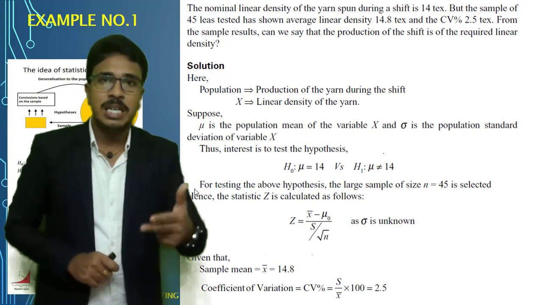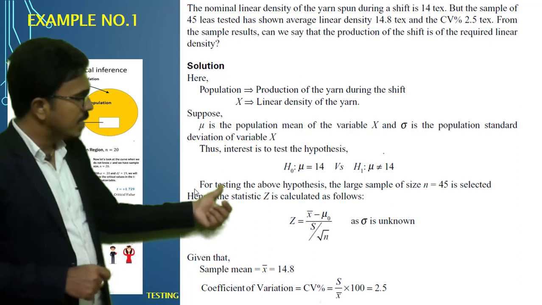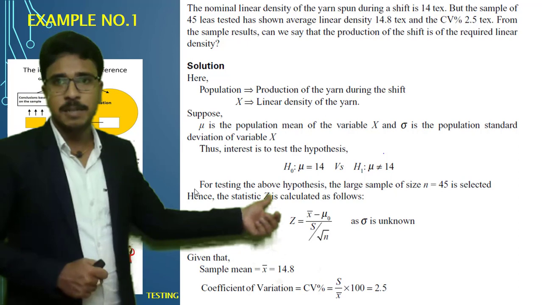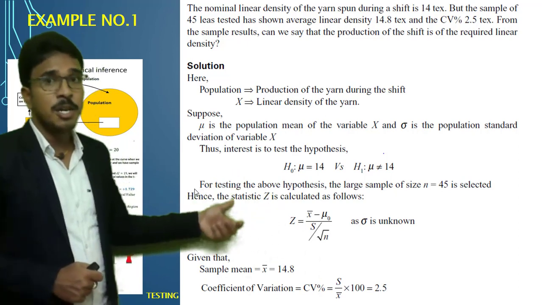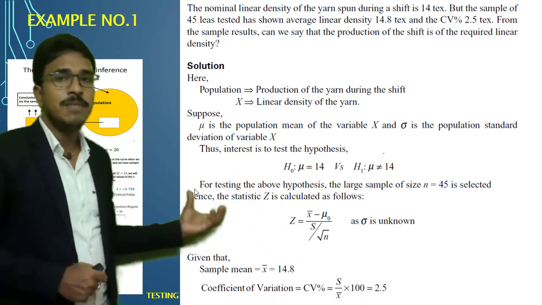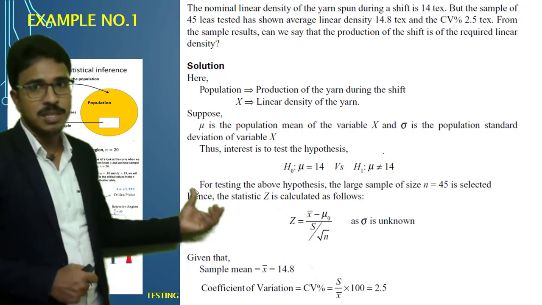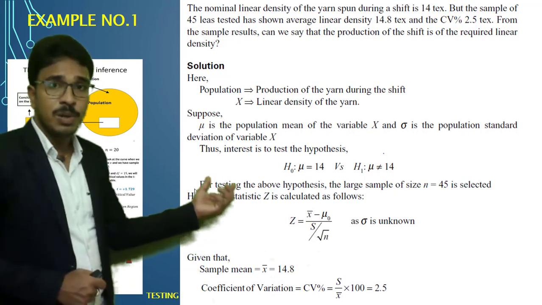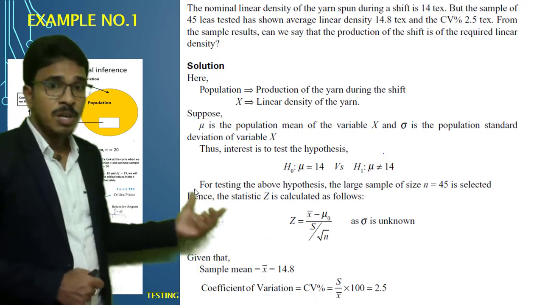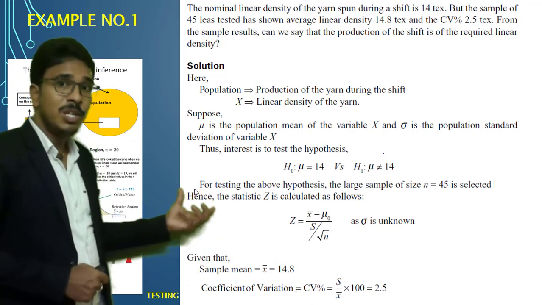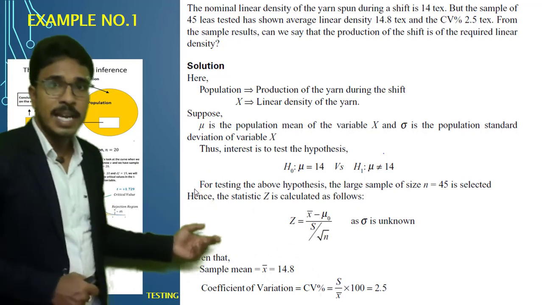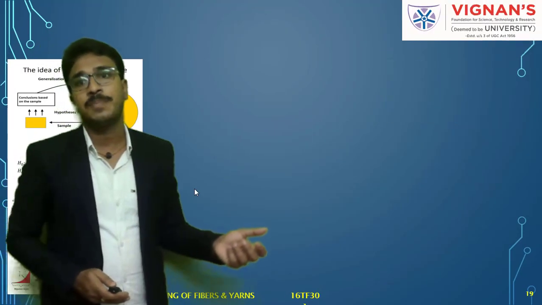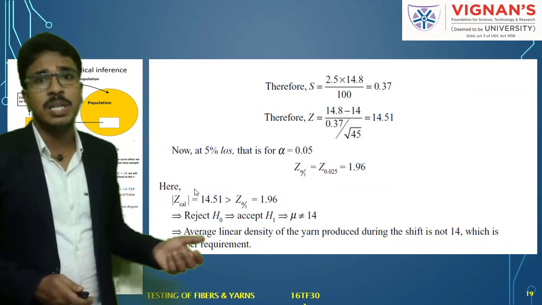Generally, the coefficient of variation has a formula: standard deviation by mean into 100, that is S by x bar into 100. This is the formula for the coefficient of variation. If you look at this formula, we know the CV percentage, we don't know the S value, but we know the mean. So three variables are there, and we know two of them, CV and x bar. So from this we can find out the S value.